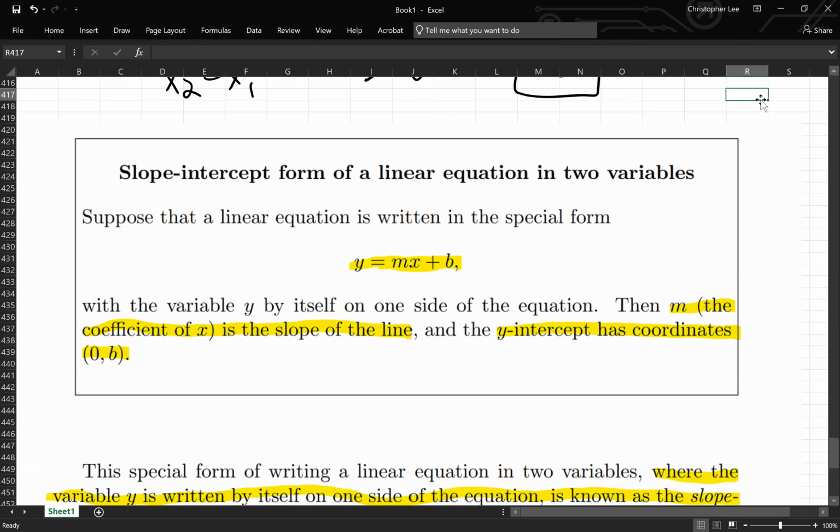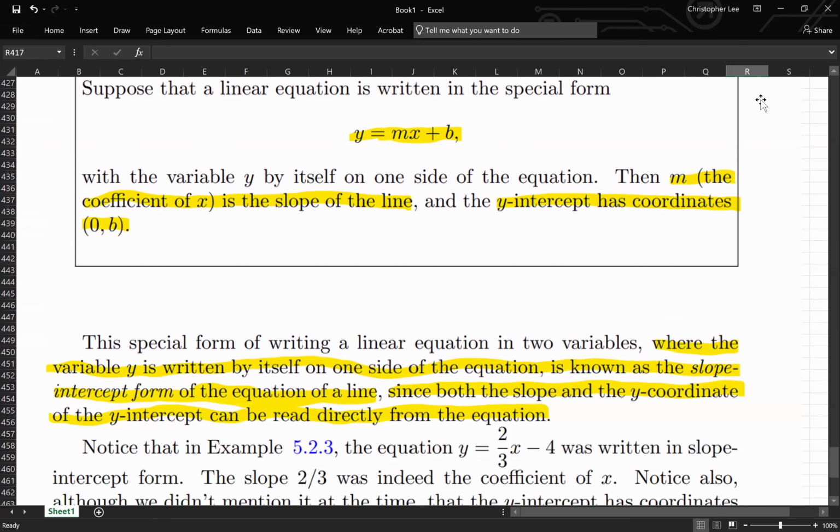So your b term is your y-intercept, okay? The special form of writing linear equations in two variables, where the variable y is written by itself on one side of the equation, is known as the slope-intercept form of the equation of a line. Since both the slope and the y coordinate of the y-intercept can be written directly from the equation.